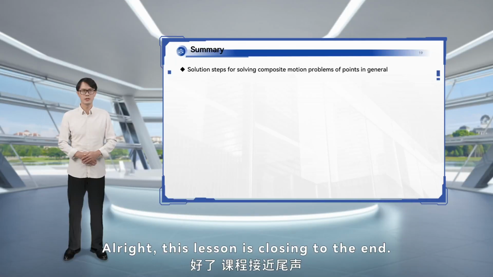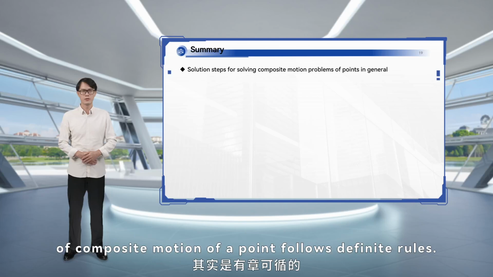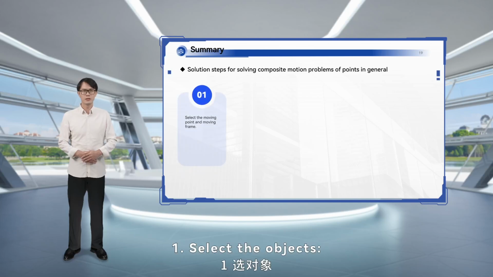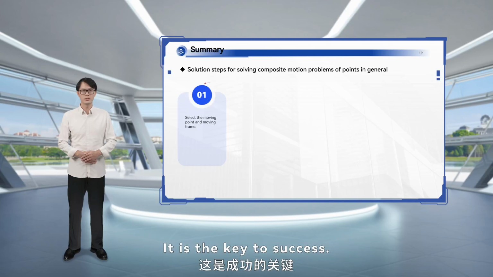Alright, this lesson is coming to the end. The acceleration analysis for solving problems of composite motion of a point follows definite rules. I summarized the 5-step approach. 1. Select the objects. Select the moving point and the moving frame. It is the key to success.